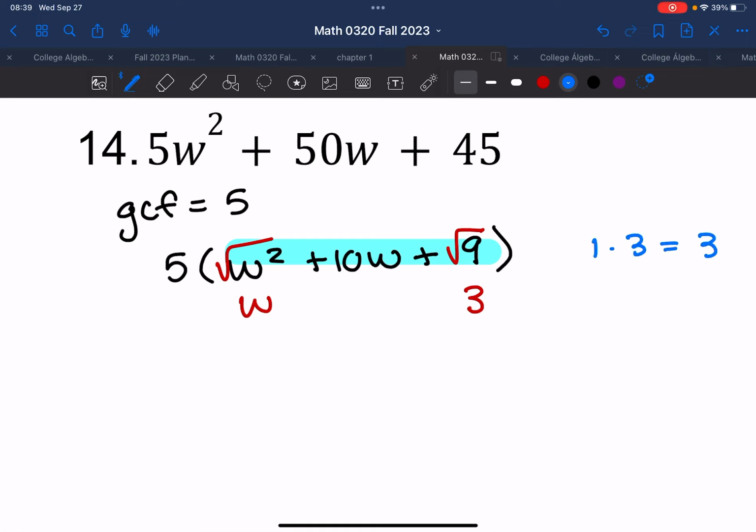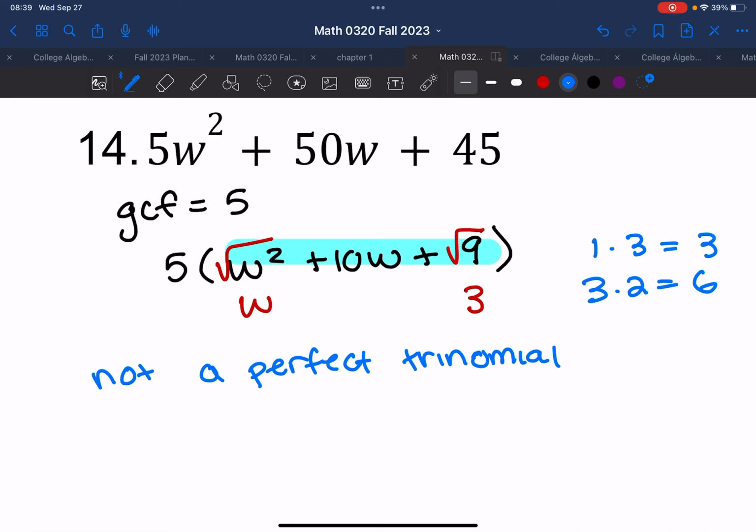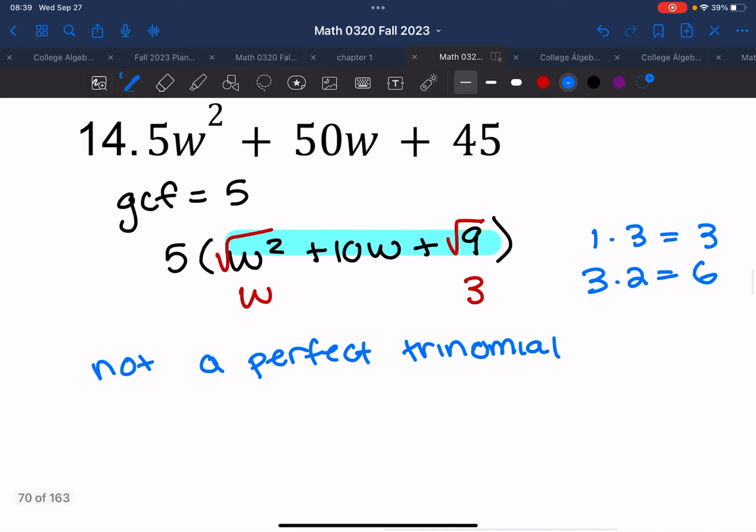And then now what are we doing? Doubling it. So 3 times 2 gives us 6. Does that match our middle term? No, that does not match our middle term. So all that tells us is that this is not a perfect trinomial. That does not mean we can't solve.